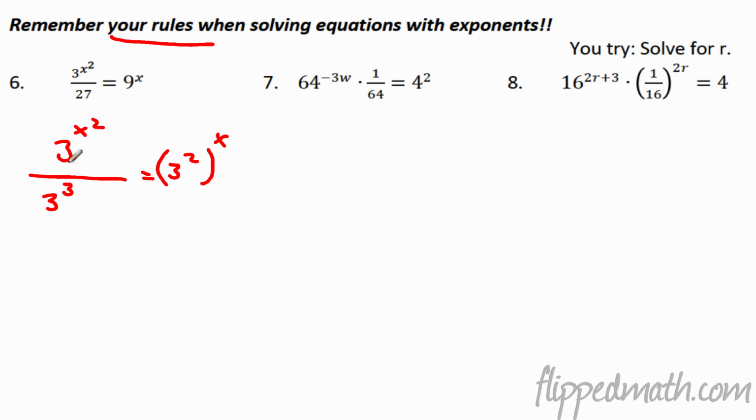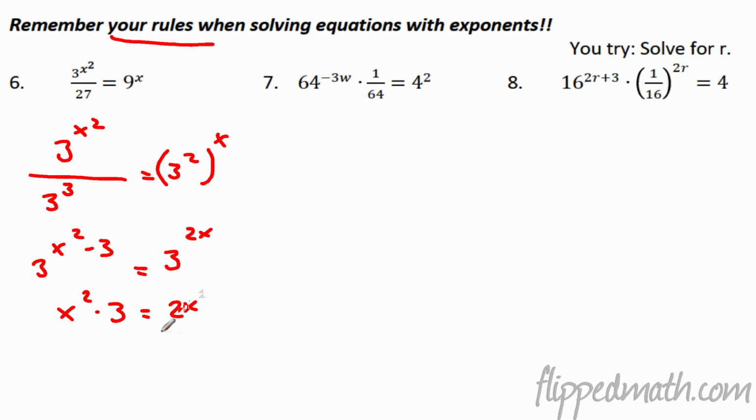That says when you divide, the quotient property, you have to subtract exponents. So this is going to be 3 to the x squared minus 3. And that should equal, and then the power property is when you multiply the exponents, so we're going to get 3 to the 2x power. Well, guess what? We have 3 to some quantity equal to 3 to some other quantity. These quantities have to be equal to each other. So at this point, I can just say, hey, x squared minus 3 has to equal 2x.